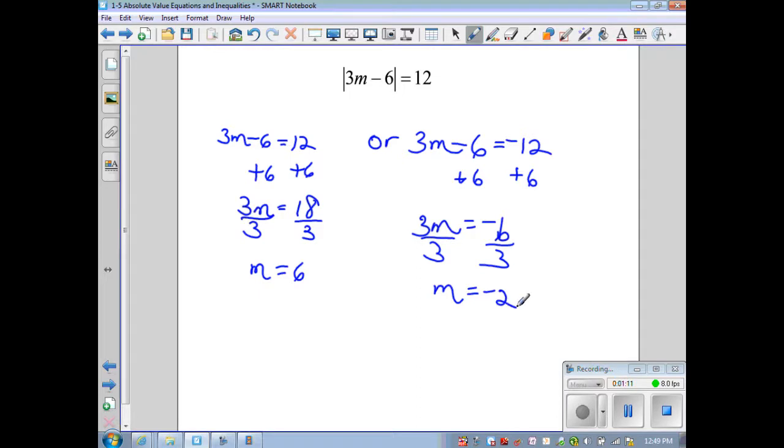Now let's substitute back in to make sure they are true solutions. 6. 3 times 6 is 18. 18 minus 6 is 12. The absolute value of 12 is 12. That's true. -2. 3 times -2 is -6. -6 minus 6 is -12. The absolute value of -12 is 12. Both solutions are solutions of the original equation.